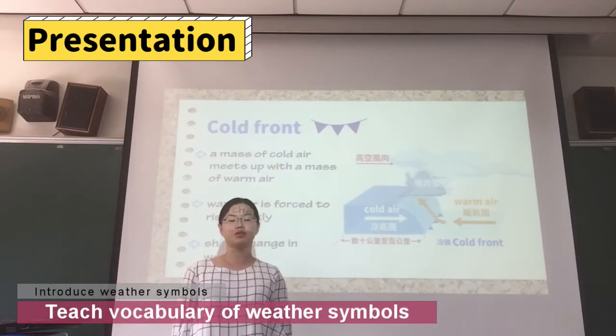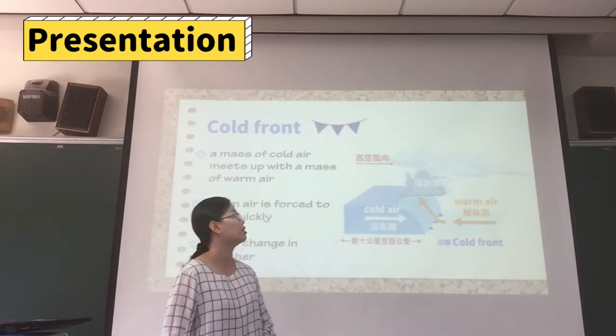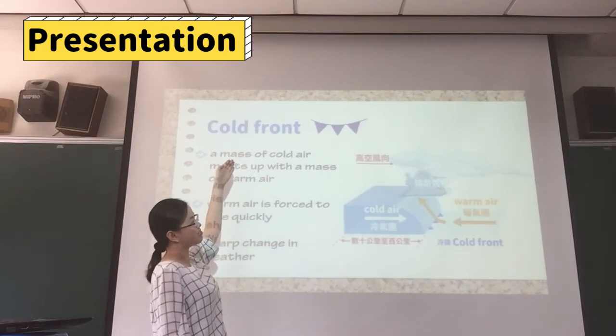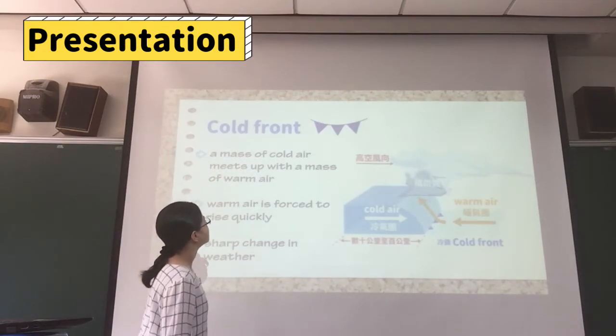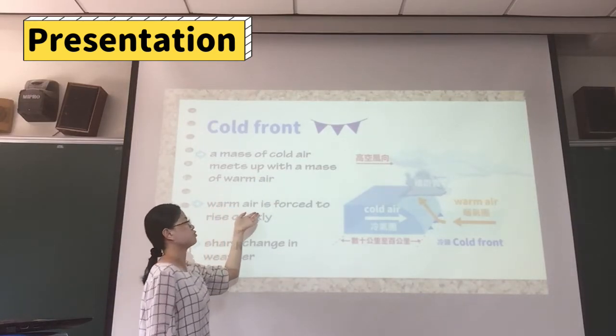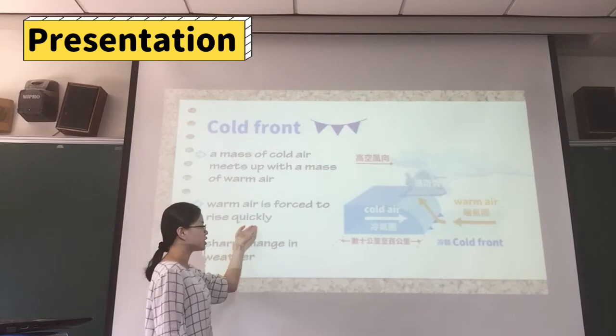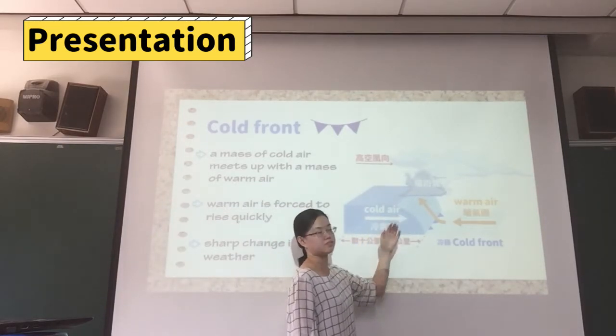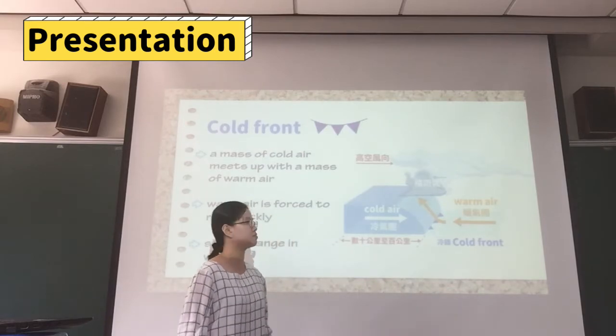Let's learn the words of weather symbols. The first one is cold front. Everyone says cold front. This happens when the cold air meets the warm air. So the warm air is forced to rise quickly. It also brings heavy rain showers, just like the picture shows.